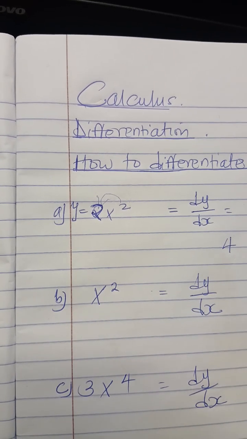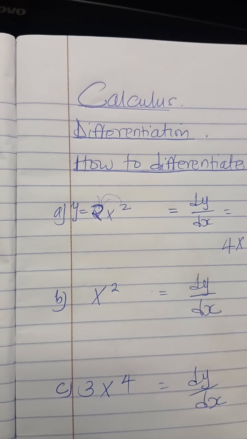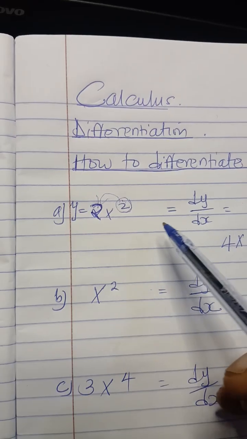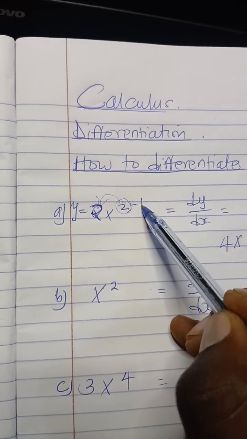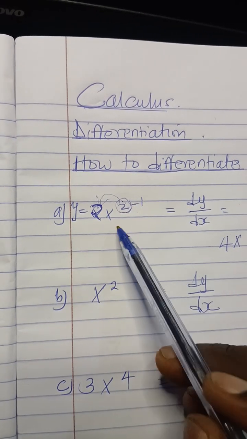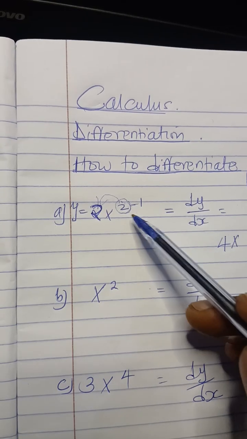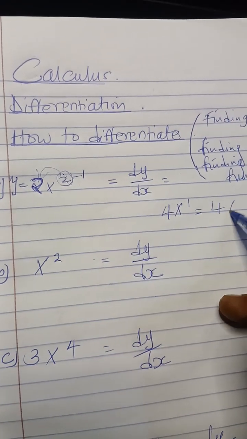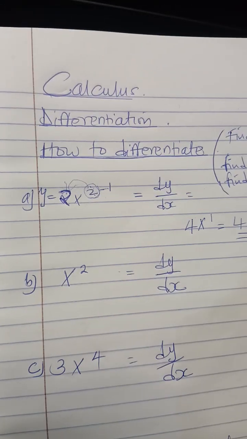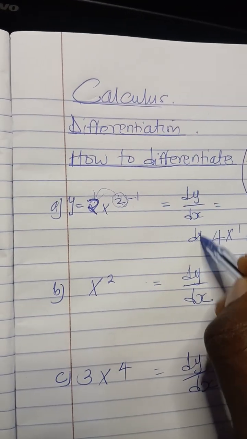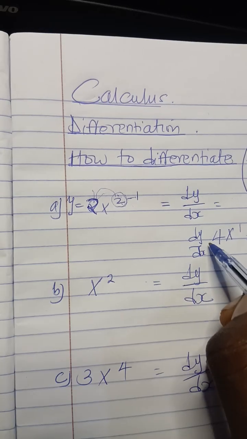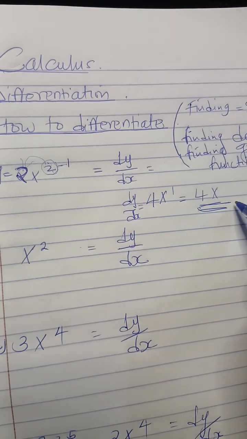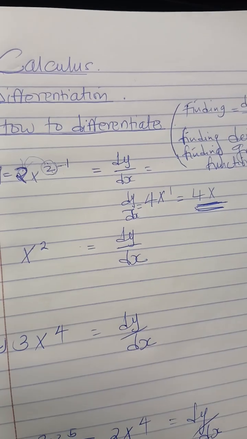And then we have x, and then the 2 of the power, we subtract 1 from the power. So you'll have 4x power 2 minus 1, which is 1. This is the same as 4x. So that is your dy dx. So our dy dx is 4x. So that is our derivative. So differentiating is as simple as that.